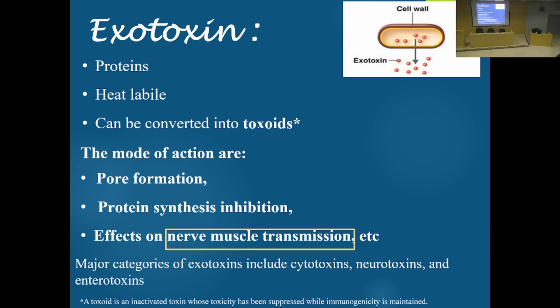Coming to exotoxins. So what are these exotoxins? They are proteins, and they are heat labile. You understand what is heat labile and heat stable? Stable means it is not affected by heat, whatever the temperature. Whereas labile means it is affected by heat. So exotoxins are heat labile and they can be converted into toxoids, whereas endotoxins cannot.